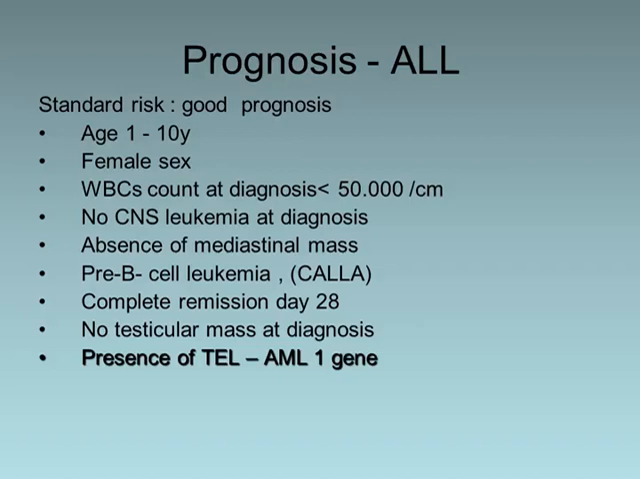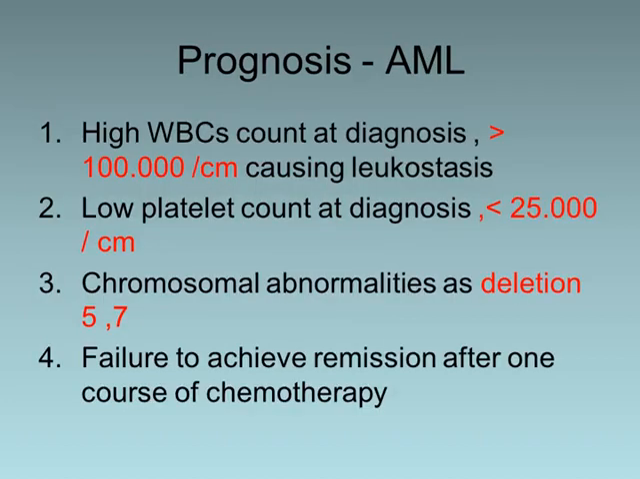While good prognosis is seen with standard risk, when the child is usually aged 1 to 10 years, female sex, white cell count at diagnosis less than 50,000, no CNS leukemia or mediastinal mass at diagnosis, the type of leukemia is pre-B, which is common ALL, complete remission at day 28, no testicular mass at diagnosis, and presence of the TEL-AML1 gene.